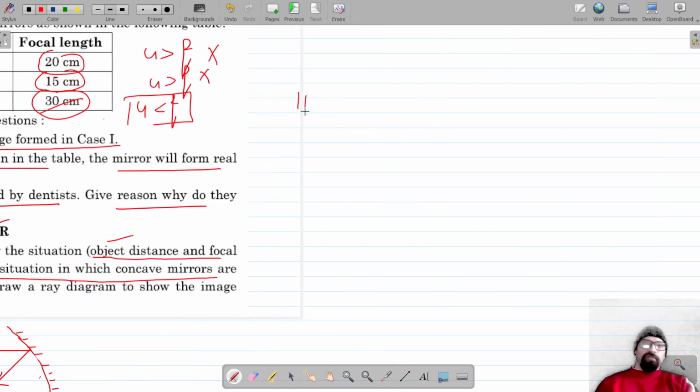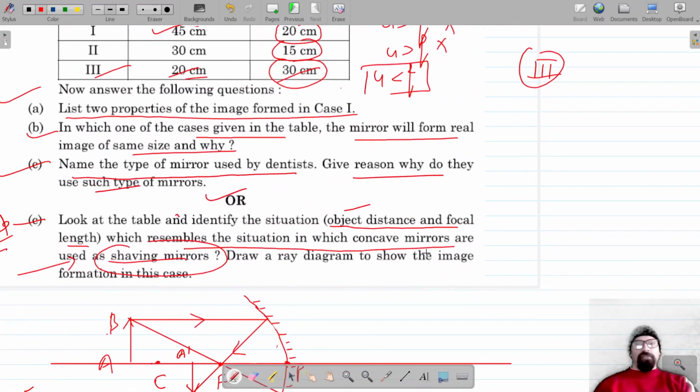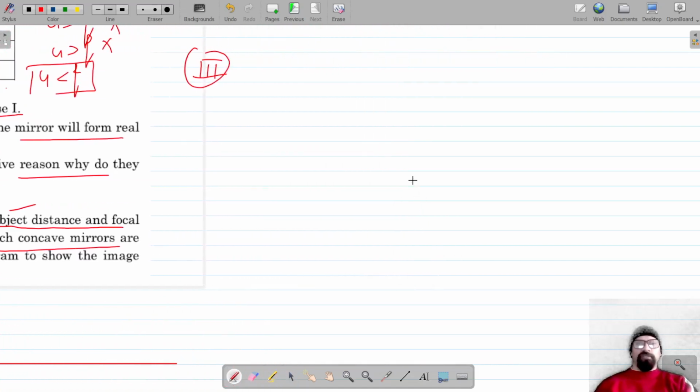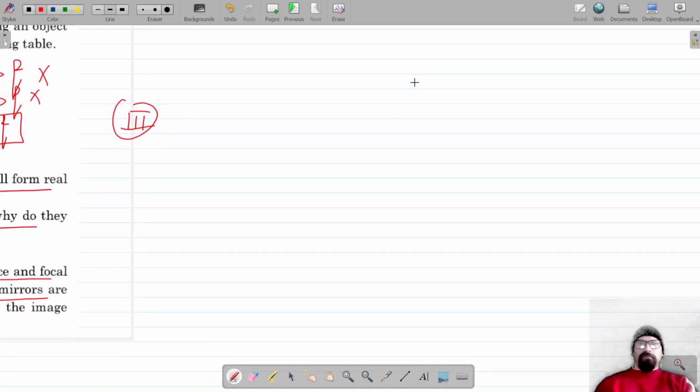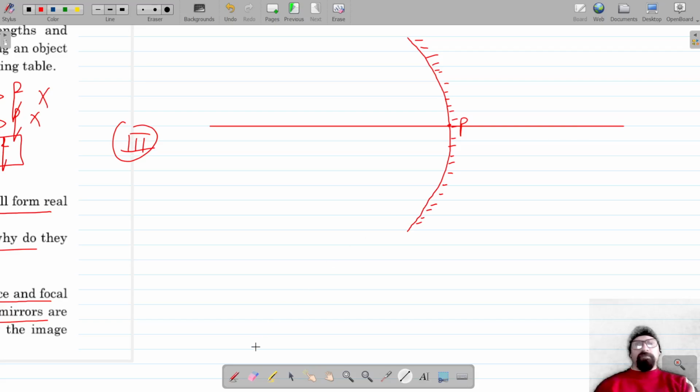So the third one should be the ideal case, which resembles the situation in which concave mirrors are used as shaving mirrors. We have to draw a ray diagram to show the image formation in this case. So let's draw a ray diagram where the object is placed between the focus and the pole of the mirror. So this is, let's say, the pole. This is the non-reflecting surface, and the line which passes through the pole and the center of curvature is the principal axis.